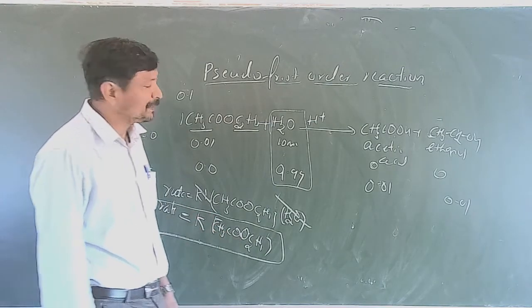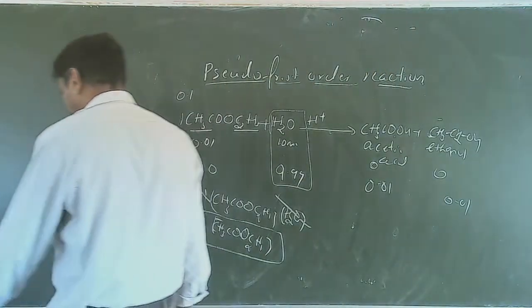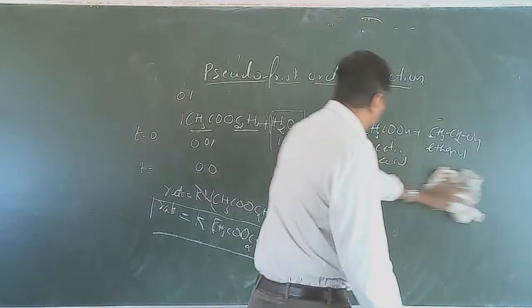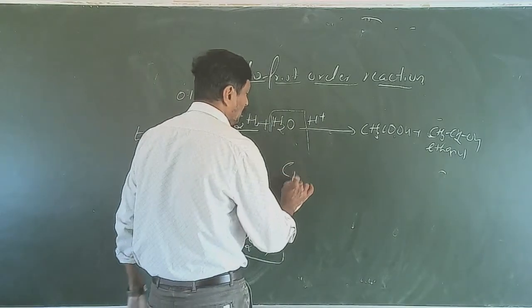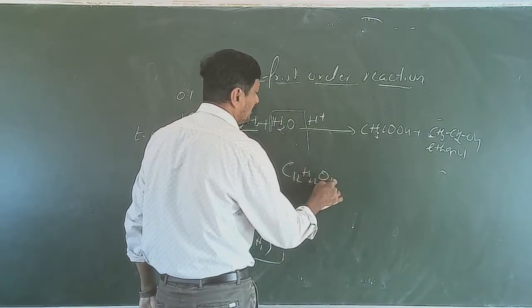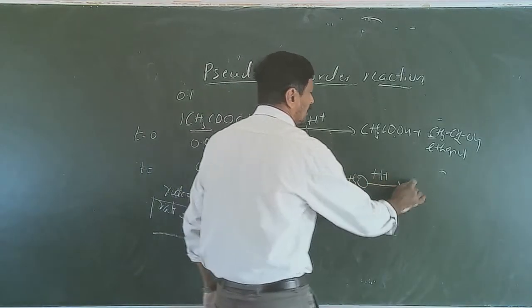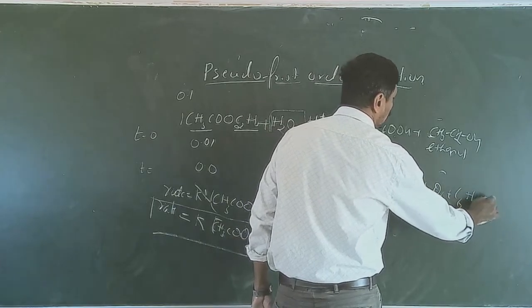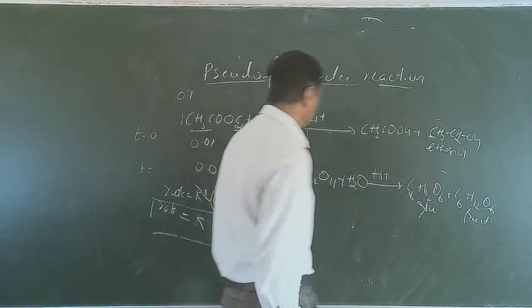See, another example is inversion of cane sugar. What is that one? Inversion of cane sugar. Cane sugar is C12H22O11. Plus water, hydrolysis in acidic media, you will get C6H12O6 plus C6H12O6. One is glucose, another is fructose. This is called inversion.